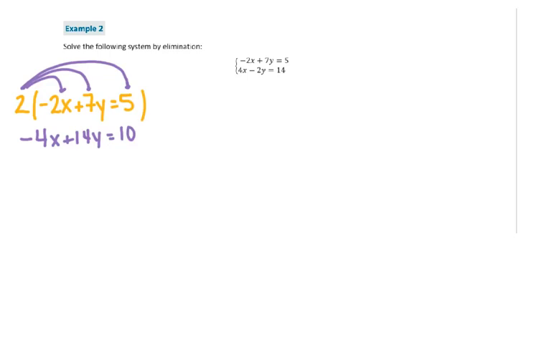And so now we're going to set these two equations not equal to each other, but we're going to add them together. But instead of using this equation here, I'm going to use my new equation that I just made by multiplying that equation by 2. So now I've got negative 4x plus 14y plus 4x minus 2y equals 14 plus 10. And now I'm going to combine like terms.